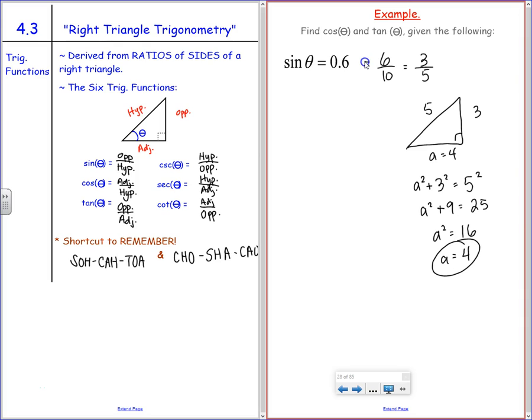How are we going to use that to solve for what they want, which is cosine of theta and tangent of theta? Well, I have my triangle, no big deal. Who's cosine? Adjacent over hypotenuse, of course. Who's tangent? Wasn't meant to be that hard. Opposite over adjacent, of course. Once you have the triangle, use SOHCAHTOA CHOSHCAHTOA.